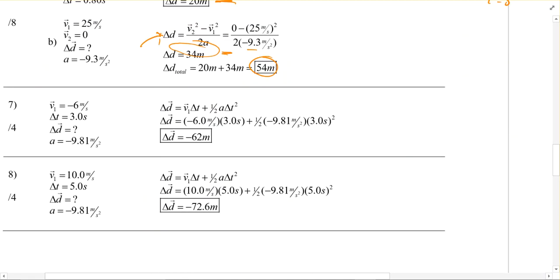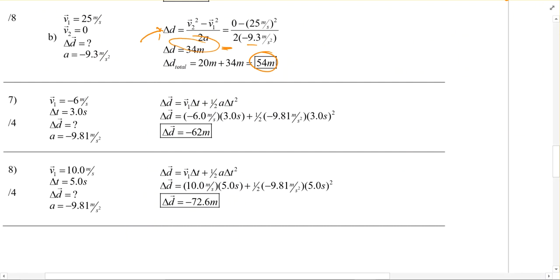So we look at 7 here. We can see, okay, thrown down, so it's going to be negative 6. Tells us the time. It tells us the acceleration. So now we just really need to figure out what the distance is, and it ends up being negative because it's below you. And just remember that even though you're throwing it down, you might think that it should have a bigger acceleration. It doesn't. It has the same acceleration. The rate that the speed is changing, or that the velocity is changing, is the same.